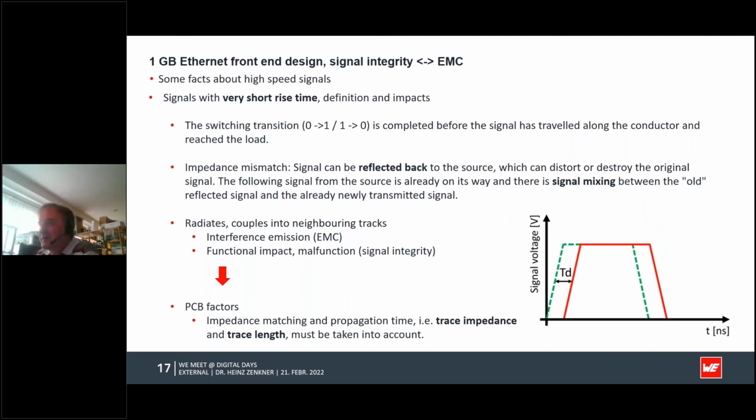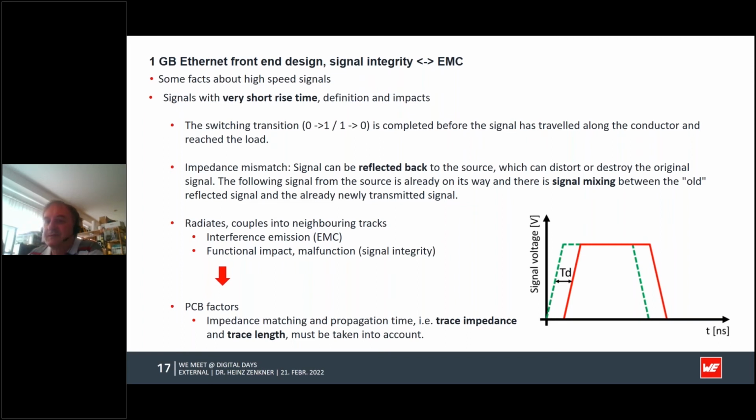So normally a signal with a very short rise time, there is a definition in high frequency design. We say if the switching transition, meaning if the signal goes from 0 to 1 or from 1 to 0, is completed before the signal has traveled from the source to the load, we have, let's call it, a high frequency signal where the rise time has to be considered.